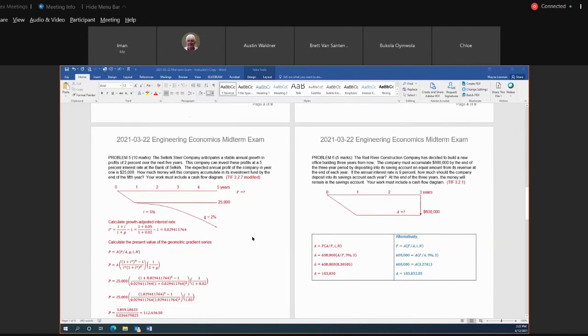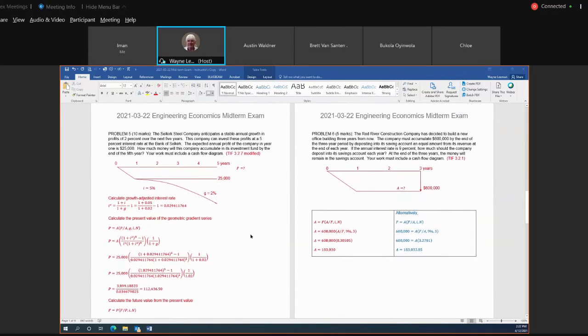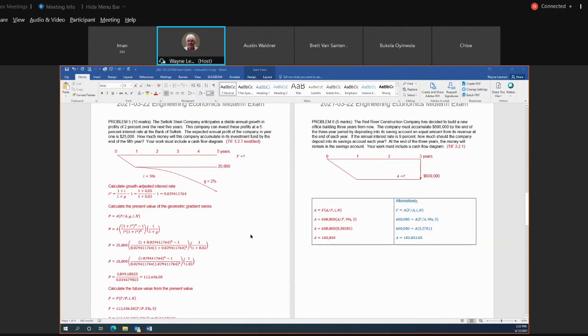Okay, over here now we have another one. This is a geometrical gradient. And as you know, there's no tables for this value. So what you would have to do is actually use the prime formulas. But before you get there, you have to compute a growth adjusted interest rate, having been given an interest rate and a growth rate. So you would do that and you get here.